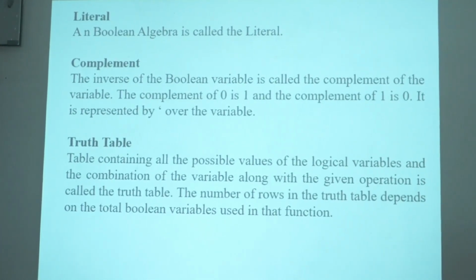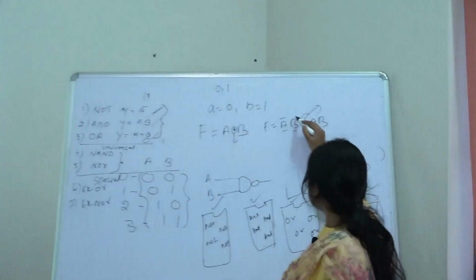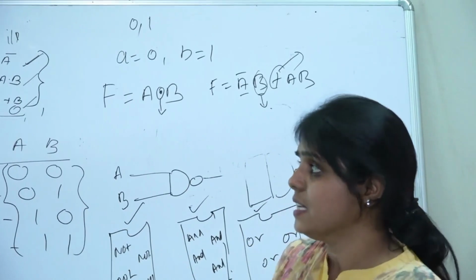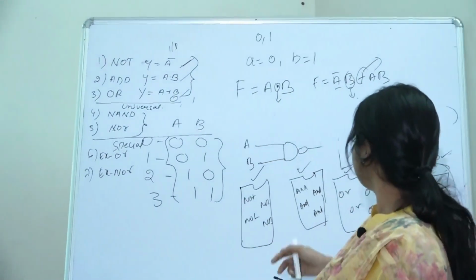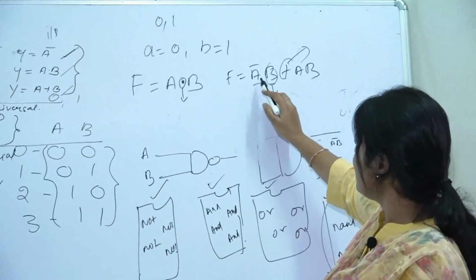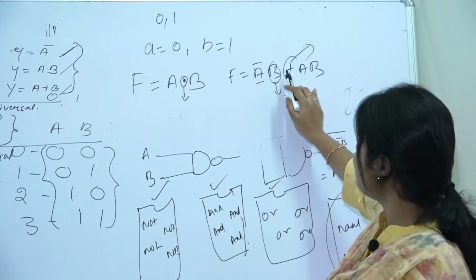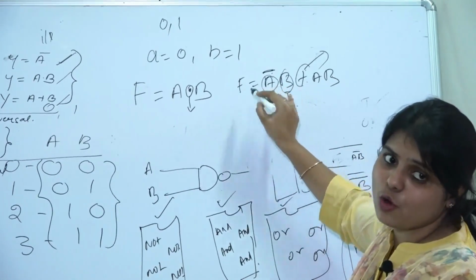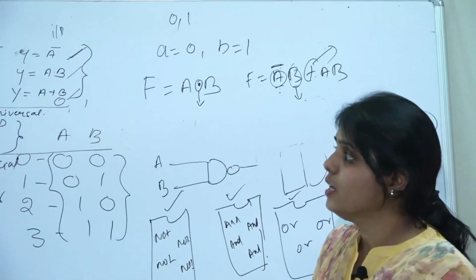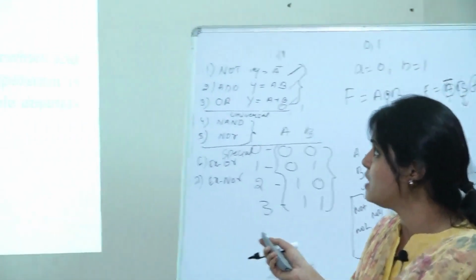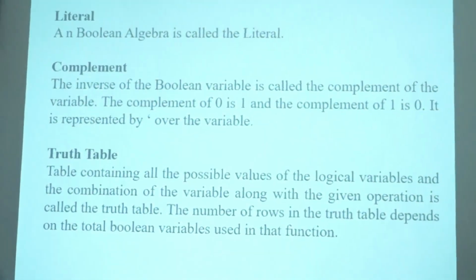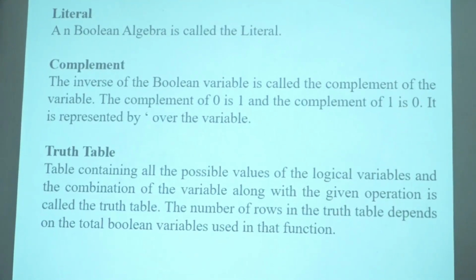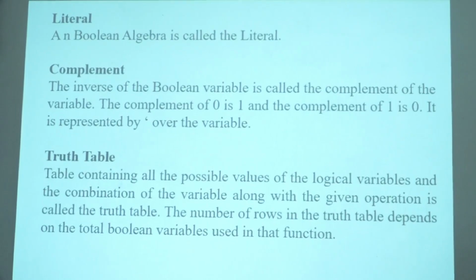Literal. So this individual variable inside the function is called the literal. Now when you talk about this particular equation here, I have A complement B plus AB. So the negation operation for the individual literal is called the complement. So the inverse of the Boolean variable is called the complement of that particular variable. The complement of 0 is 1 and the complement of 1 is 0, which is represented by a bar over the variable.